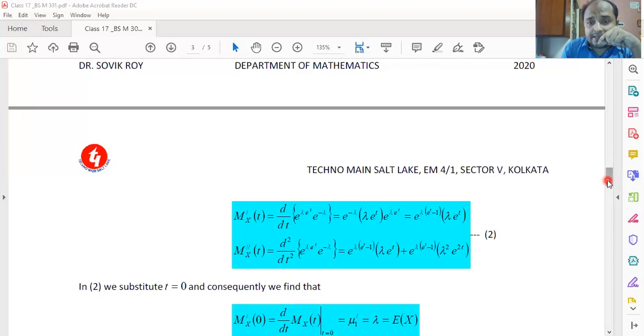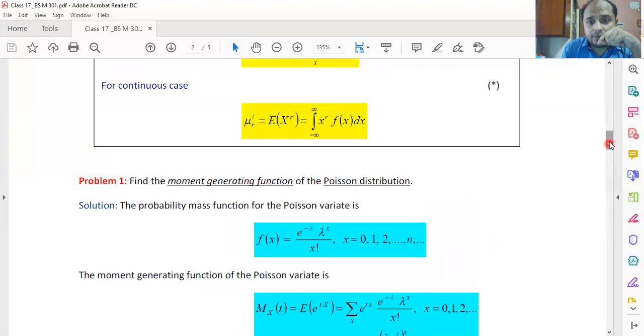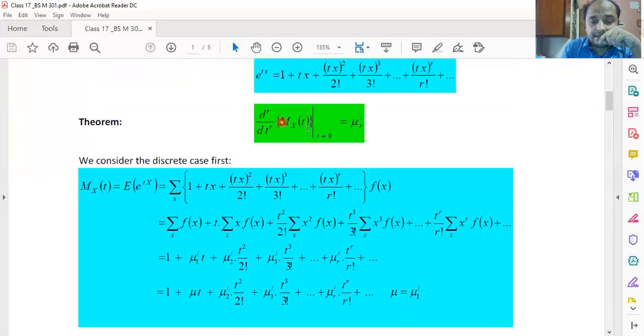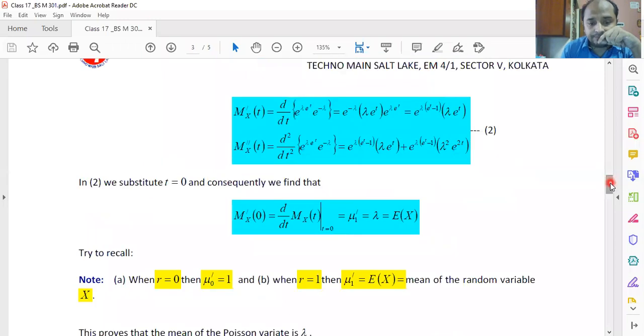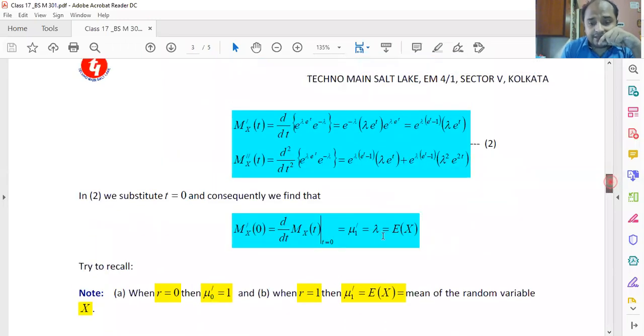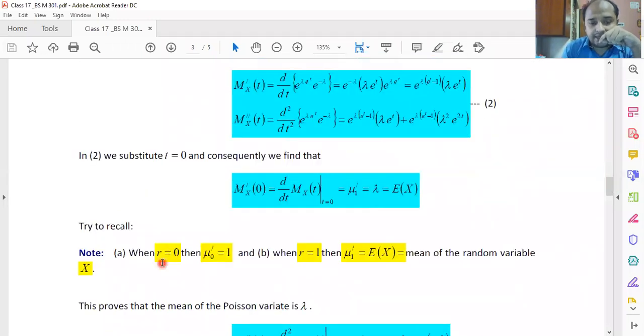Now let us apply this theorem. What was the theorem? Let me show you the page once again. The theorem said, if you take the derivative of the moment generating function and put t equal to 0, you get mu r prime. Okay, so we are now going to apply this theorem over here. For your information, when r equal to 0, mu 0 prime is 1, and when r equal to 1, mu 1 prime is expectation of x, which is mu actually.